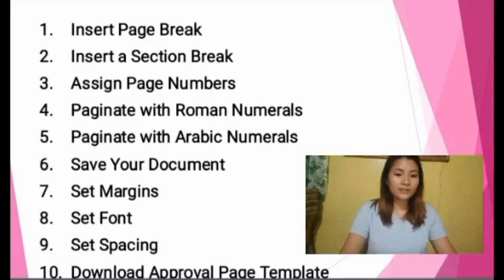Fourth step is paginate with Roman numerals. First, make sure the cursor is on page 1 of the document. Second, click the Insert tab in the ribbon at the top of the page. Third is, from the Insert tab, click Page Number. Fourth, in the drop-down menu, click Format Page Numbers. Fifth is, in the Page Number Format window, click the arrow to the right of Number format.